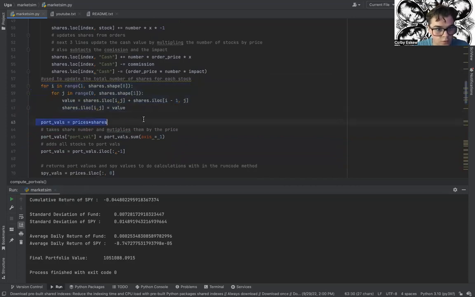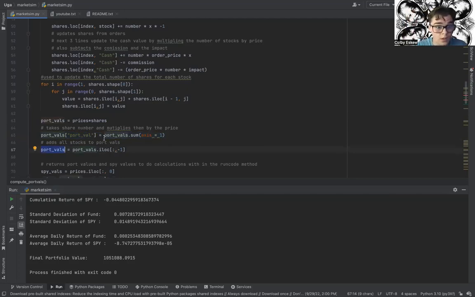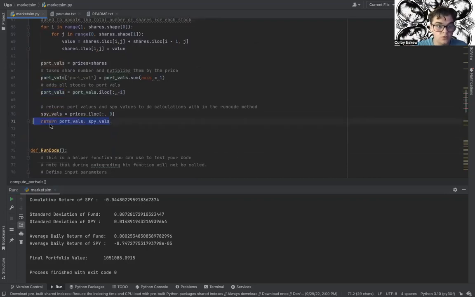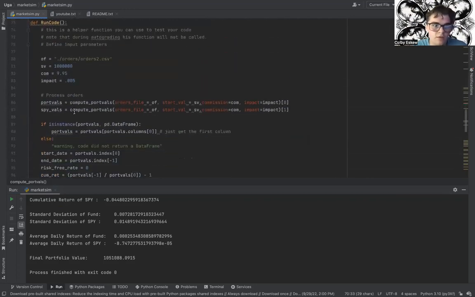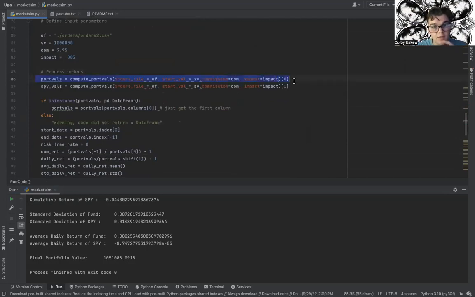Finally, you have to take the shares that you have to multiply them by the price. And then you have to take the prices, you have to sum across the row, and it stores that in the port val. And then the port val's entire data frame is just equal to the last thing, which is just the portfolio's value. And then finally, the method returns the portfolio values. And then it also returns this, which is the SPY's values, which comes from the prices data frame at the top.